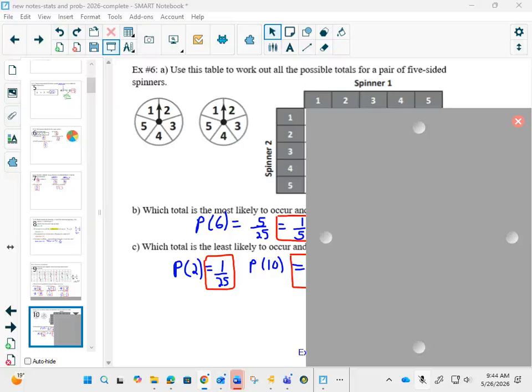So when we have two things, just like when we had the two dice from the last example, we can make a chart and we can look at what's on the one spinner, 1, 2, 3, 4, 5, what's on the other spinner, 1, 2, 3, 4, 5. These happen to be the same, but you see how I wrote 1, 2, 3, 4, 5 for spinner 1 and 1, 2, 3, 4, 5 for spinner 2.